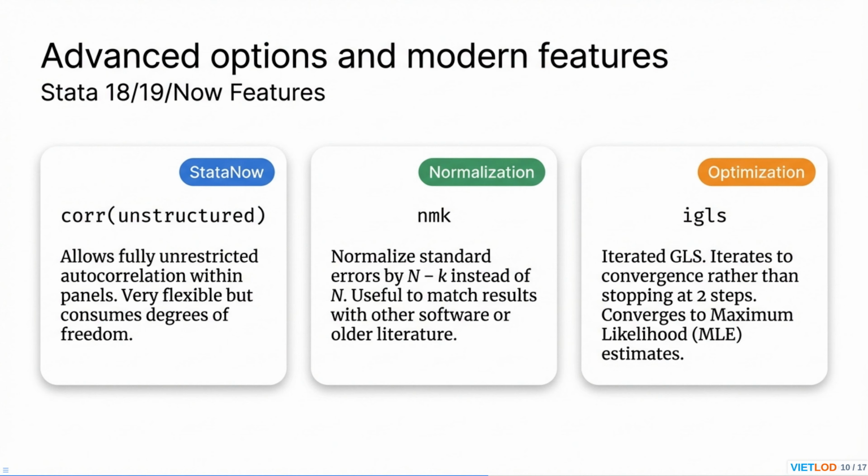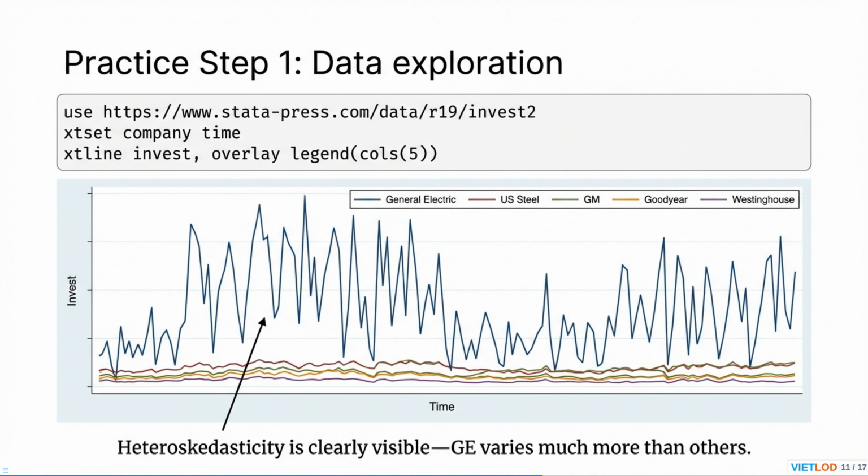Next, the nmk option provides control over the normalization of standard errors. By normalizing standard errors by N-K instead of just N, we ensure consistency with how other statistical software packages or older literature might present results, which is crucial for replication and comparability. Finally, igls, or iterated GLS, represents an optimization feature. Unlike standard FGLS, which might stop after a set number of steps, igls iterates until the coefficient estimates fully converge. This iterative process often leads to estimates that align with maximum likelihood estimates, offering superior asymptotic efficiency when the model is correctly specified.